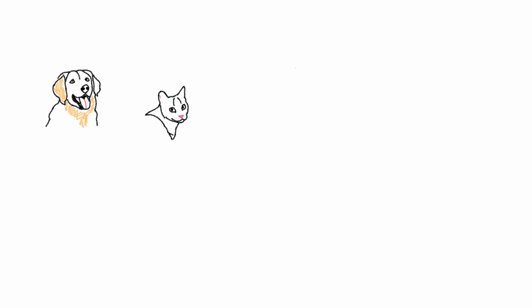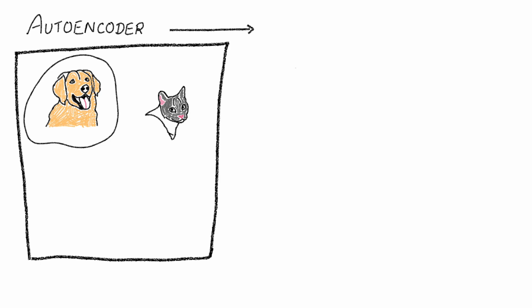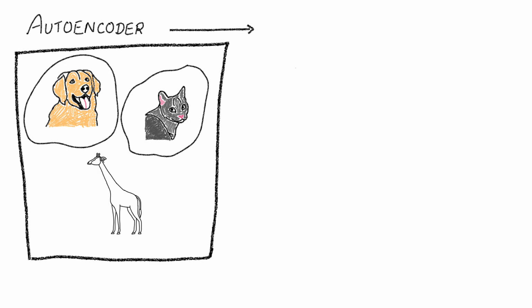So, how do we fix the problem with regular autoencoders? Enter the variational autoencoder, or VAE for short. Imagine we put a fence around the useful parts of the latent space. This fenced in area is where we want our data to live. The VAE's job is to figure out where to put the blueprints for things like dogs, cats, and giraffes inside this fence.